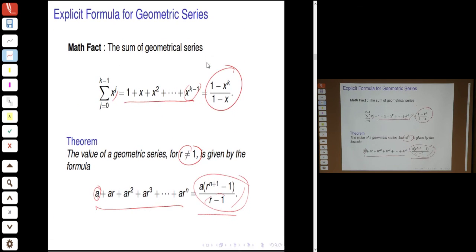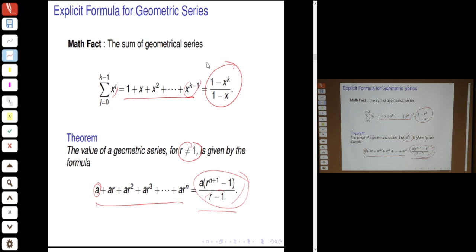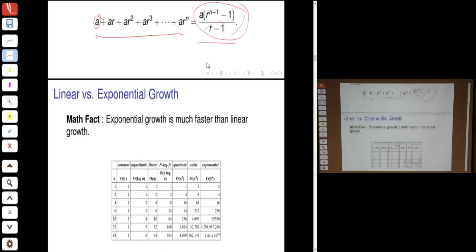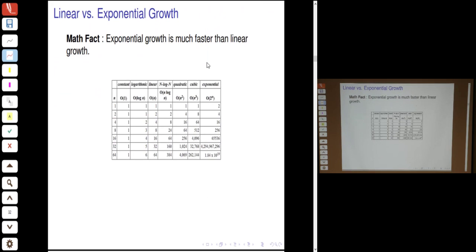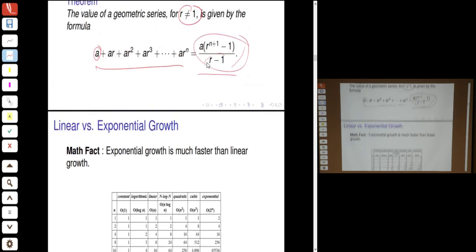So this is the point where we would like to stop today, and in the next lecture we will start from linear versus exponential growth. Okay.